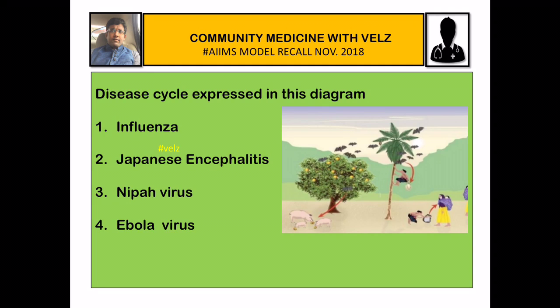The next is the disease cycle expressed in this diagram. What are the chances of disease transmission you can see in this diagram? First, you can see there is a man climbing up a palm tree.